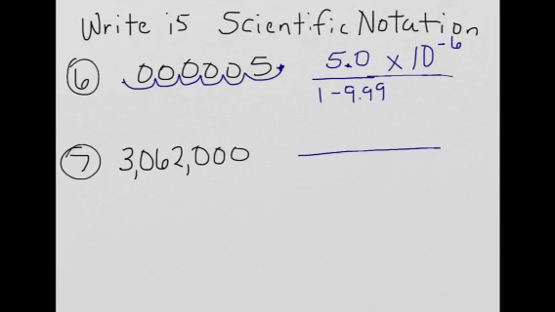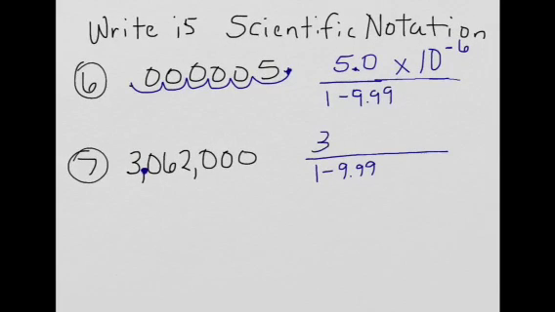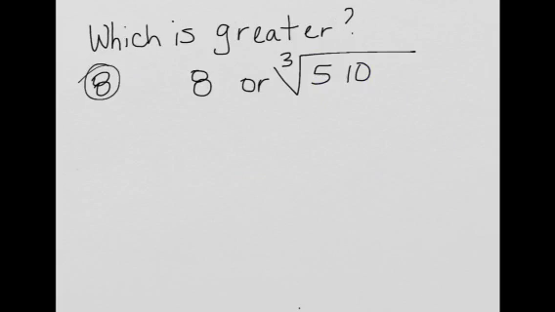This next one, we have to get a decimal that's between 1 and 999. So we're going to put our decimal right here. So this is going to give us 3 decimal 062 times 10. We're going to the right 1, 2, 3, 4, 5, 6, so it's going to be 10 to the 6th.